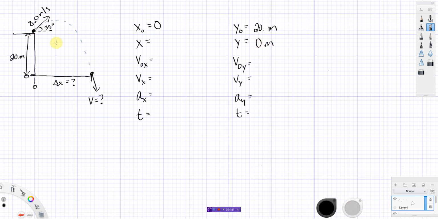I am also deciding, I should have written this down actually first, that up is positive and down is negative, and that in my drawing to the right is positive and the left is negative.